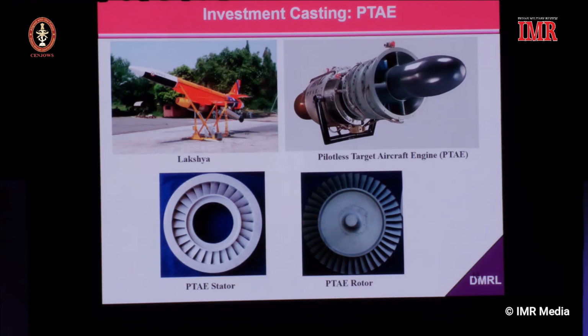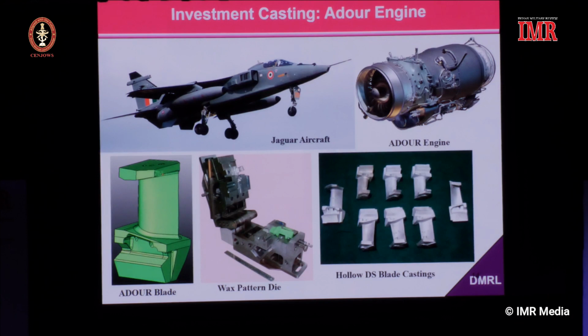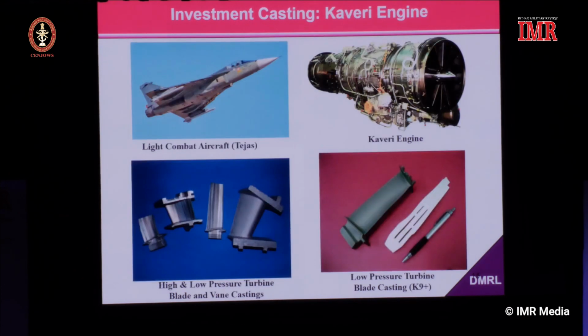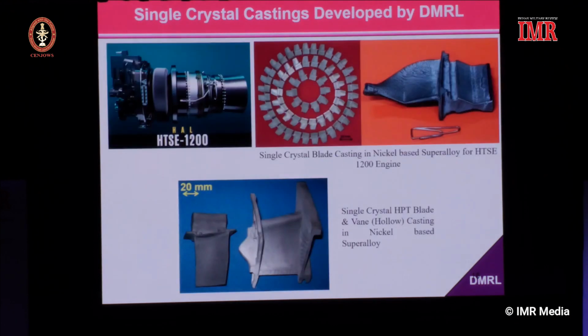For PTAE, these are the two castings which have been developed. For aero engine also, this is the DS casting. Till now I have shown the EQX casting. These are directionally solidified castings made from nickel superalloys only. And of course our Kaveri engine, because this is the program through which we have learned whatever we have produced till now. All the blade vanes for high pressure turbine and low pressure turbine, these castings have been developed for various configurations and supplied to our sister laboratories.